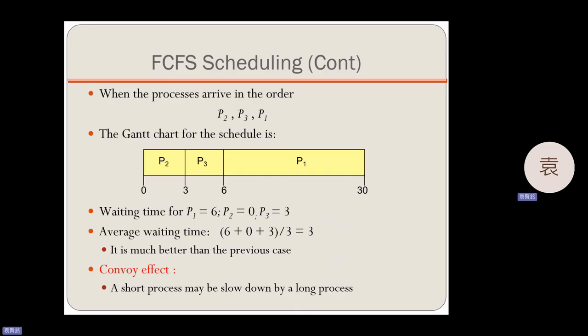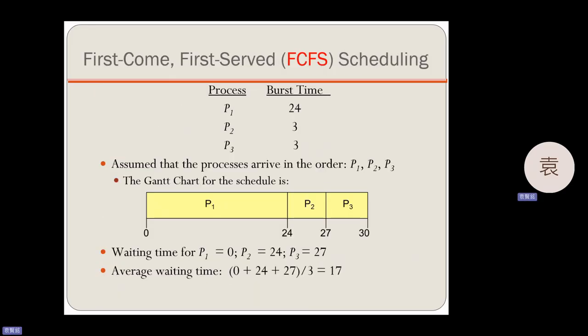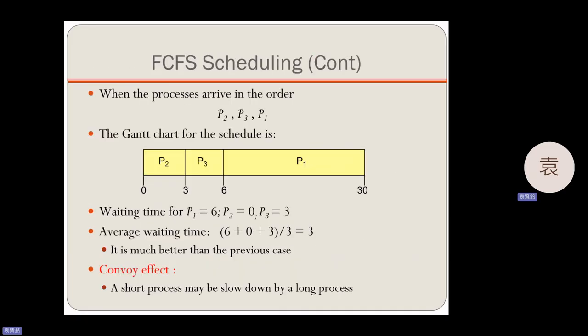So you can see the average waiting time for this set of processes is much less than the previous one. The setup is the same, P1, P2, P3, and their burst times are the same. The only difference is the arriving order. They all arrive at time 0, but with slightly different orders: P1 followed by P2 and P3, and here P2 followed by P3 and P1.